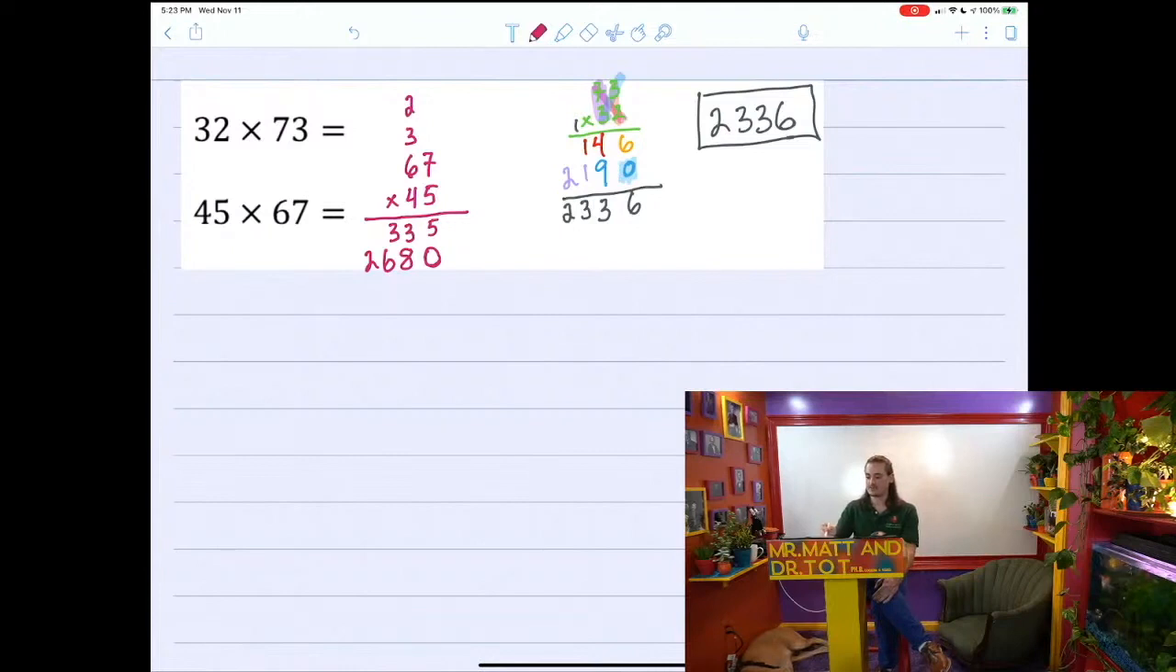Now we need to just add up the values. 5 plus 0 is 5. 3 plus 8 is 11. Carry the 1. 3 plus 6 is 9, but with that extra 1 carried over, that's going to be 10. So keep the ones digit of 0, carry over the hundreds digit of 1. Because that's in the hundreds digit, we carry that over to the thousands. 1 plus 2 is 3. So your answer here is going to be 3,015.